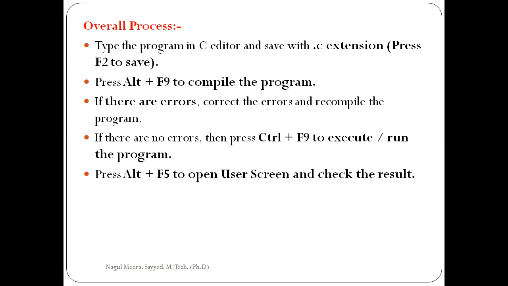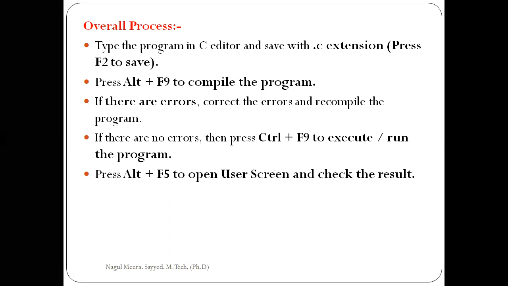How? By pressing Control plus F9. If we press Control plus F9, our program's output is displayed. If it is not displayed, press Alt plus F5, then our output screen is displayed. These are the different steps to create and execute our C program.